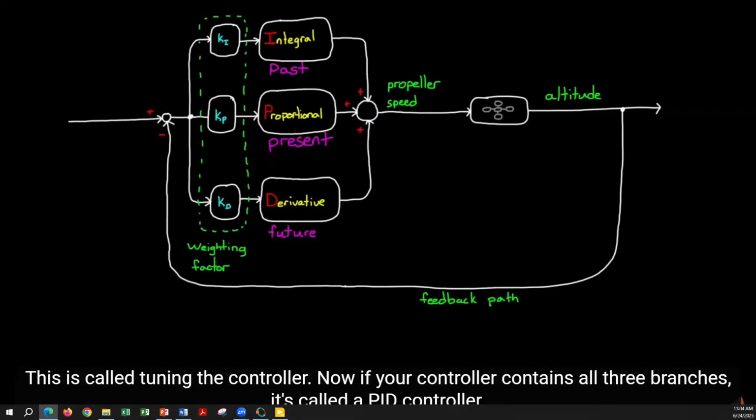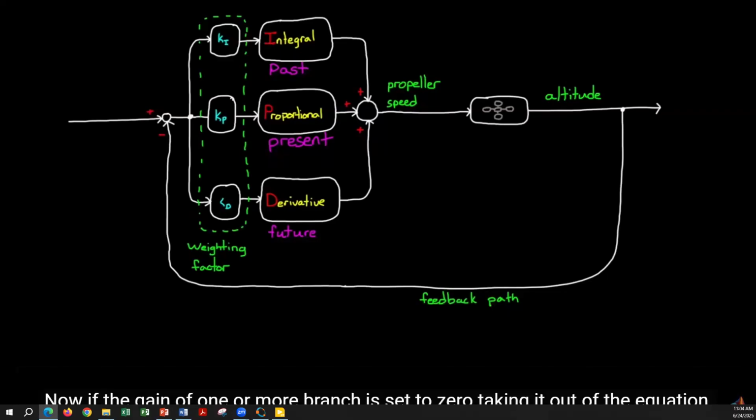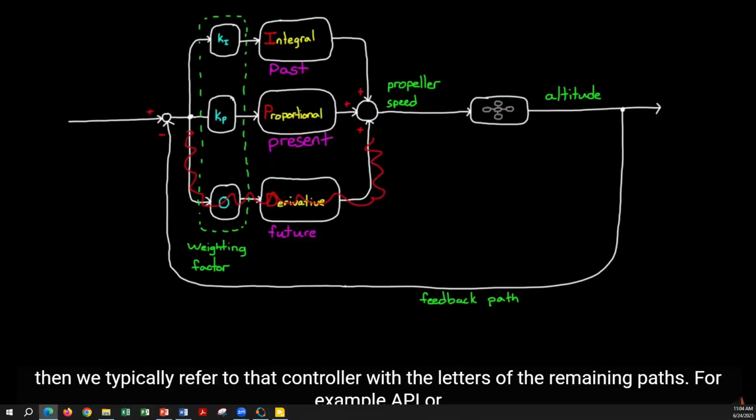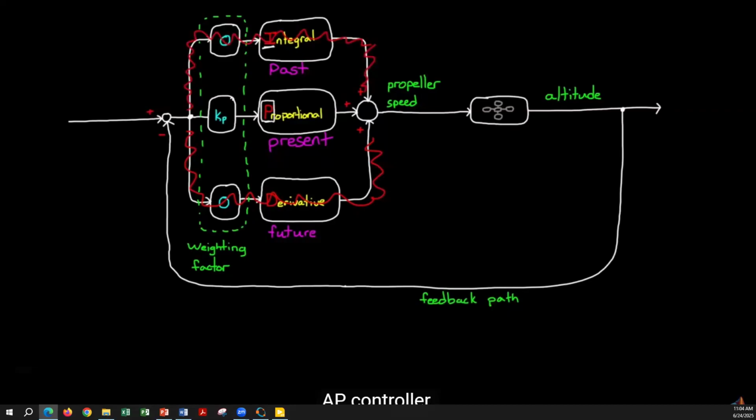Now, if your controller contains all three branches, it's called a PID controller. If the gain of one or more branches is set to 0, taking it out of the equation, then we typically refer to that controller with the letters of the remaining paths. For example, a PI or a P controller.